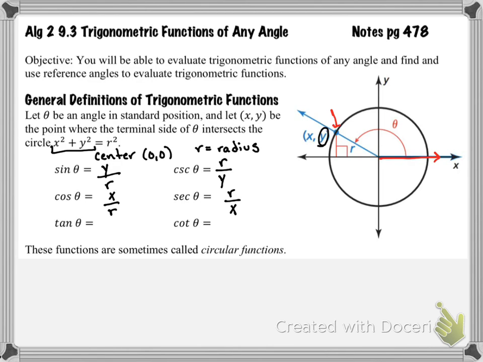And then tangent would be the y coordinate divided by the x coordinate. But of course your x coordinate can't be 0, because you can't divide by 0. And cotangent is your x coordinate divided by your y coordinate. Again, here y can't be 0.